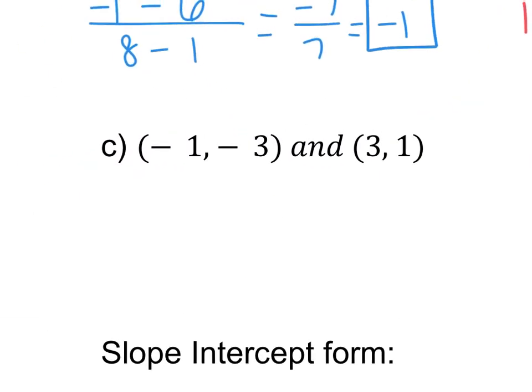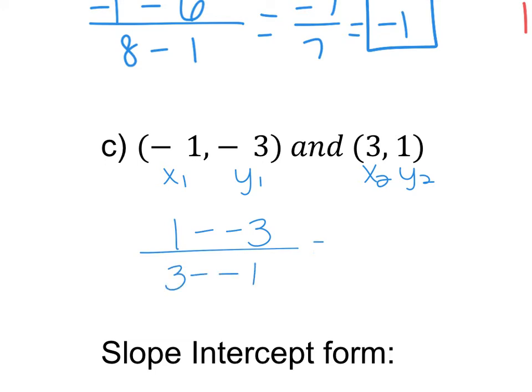Okay, let's do a couple more. So x1, y1, x2, y2. So I have y2, 1, minus y1, -3, over x2, minus -1. All right, plus positives, so that becomes 4 over 4, right, which is just 1.